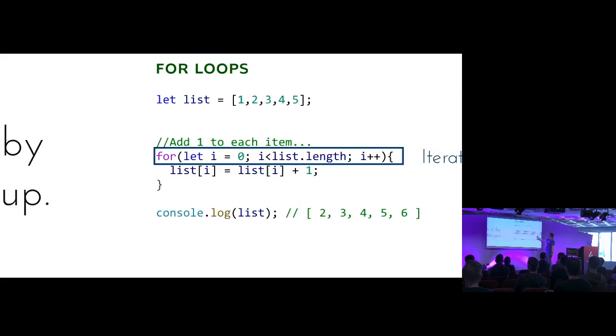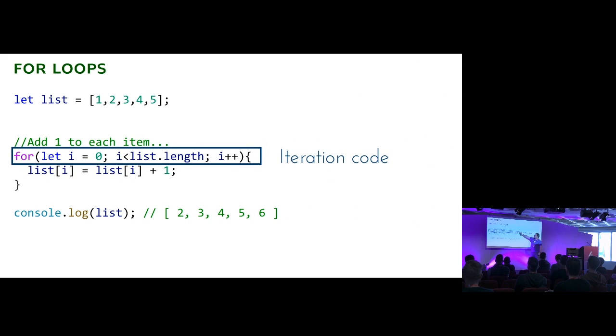Okay, so I have multiple things that are happening, not just one, and I want to break everything apart. Functional style says let's take it to the minimum possible thing I can take it to. So let's break this up. Okay, so let's take our iteration code.